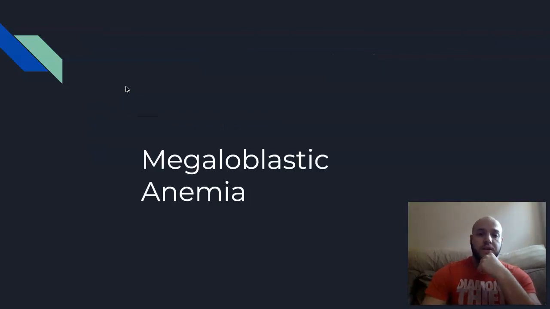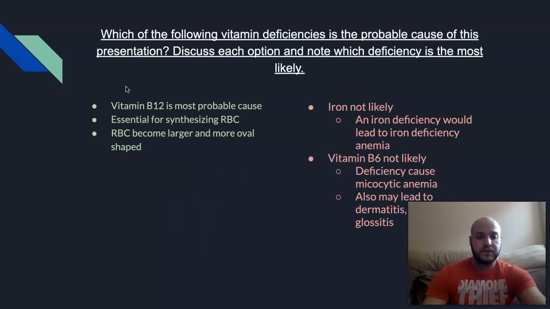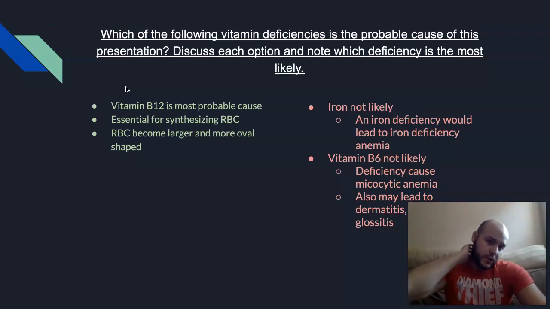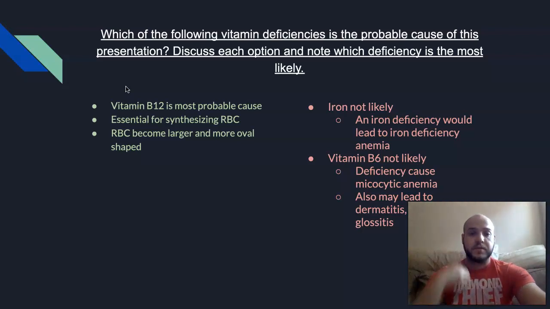All right, moving on to case number 4. This is about megaloblastic anemia. Here we go. So a 58-year-old woman presents to the emergency department. She has all these symptoms, and the workup shows megaloblastic anemia. And so the question asks, which of the following vitamin deficiencies is the probable cause of this presentation?